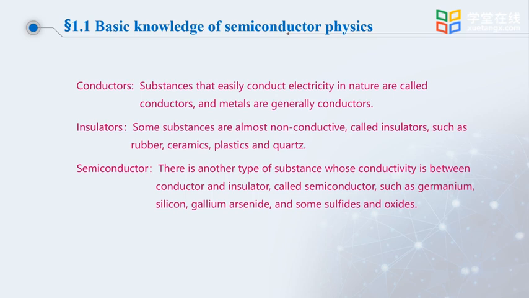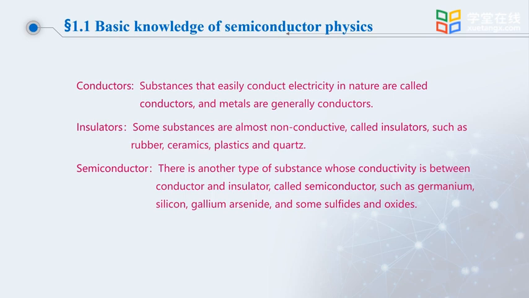The conductivity of a semiconductor is between that of a conductor and an insulator, such as silicon, germanium, and gallium arsenide. The other characteristic of semiconductors is that under different conditions, such as different temperatures, different lighting, and different purity, their conductivity will vary greatly. Using these characteristics, we can make semiconductor devices for a variety of purposes.